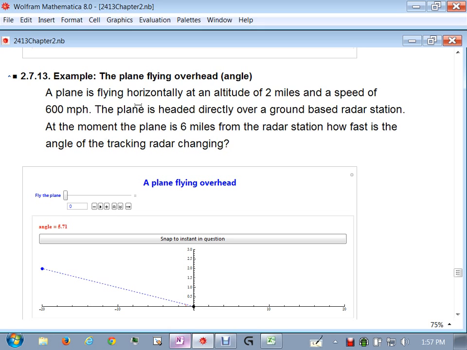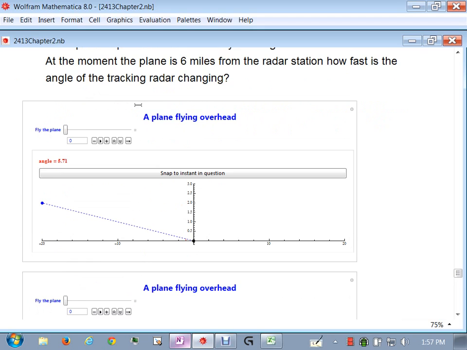Same exact problem. It looks almost exactly the same. A plane is flying horizontally at an altitude of 2 miles and a speed of 600 miles per hour. The plane is headed directly over a ground-based radar station. Everything's exactly the same. At the moment, the plane is 6 miles from the radar station. How fast is the angle of the tracking radar station changing? That's different, right? It's not how fast is the distance between them changing, it's how fast is the angle.